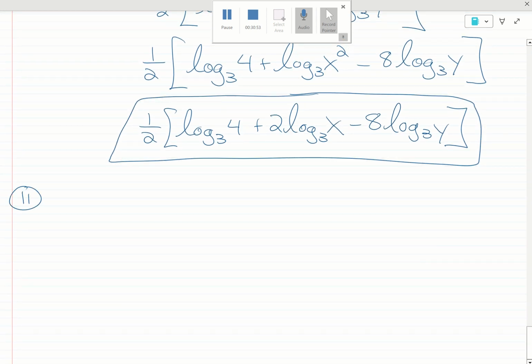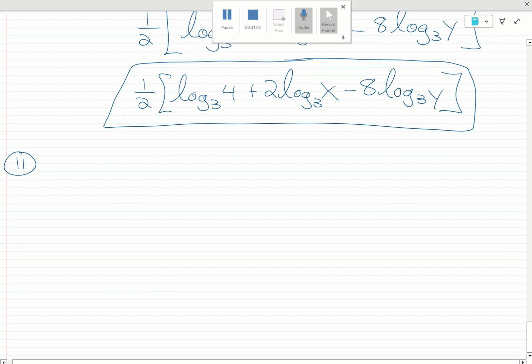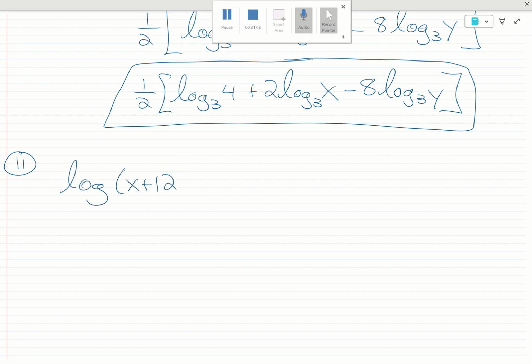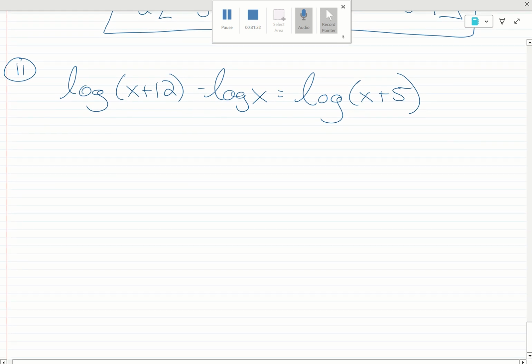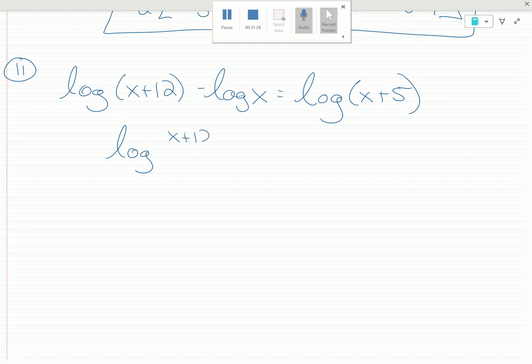Problem number 11, we're going to be solving a log equation. So just remember your product and your quotient properties. Say we had a problem like this where it's the log of x plus 12 minus the log of x is equal to the log of x plus 5. We could go ahead and use our quotient property. So this would just be log of x plus 12 over x is equal to log of x plus 5.